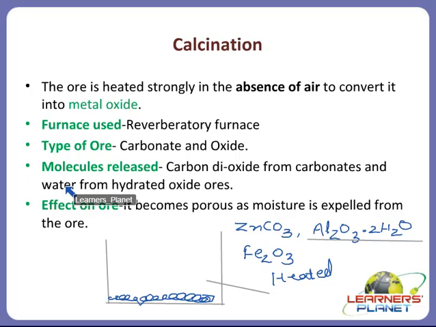Now what happens to the physical state or the properties of the ore? What changes are taking place? The effect on the ore is that it becomes porous as moisture is expelled from it. If I'm heating aluminium oxide with 2H2O, this particular water molecule will be expelled out.